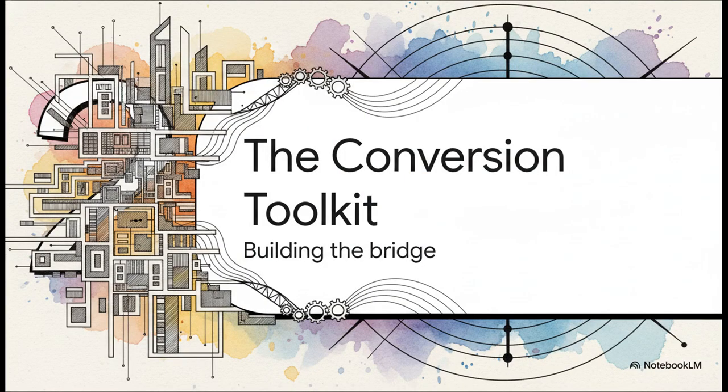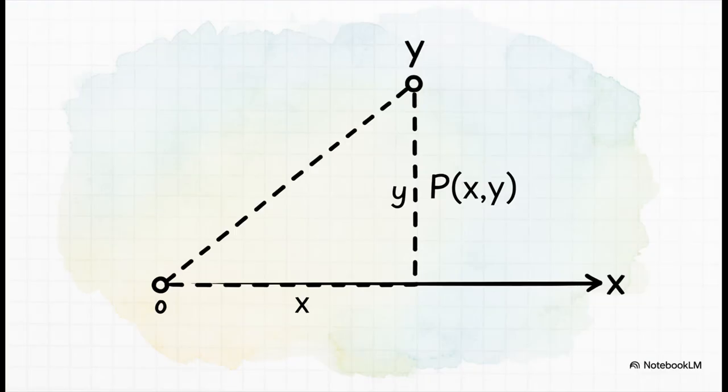So how do we actually connect these two worlds? How do we translate between the city grid and the radar station? Well, we need a toolkit. But these aren't just random formulas, I promise. They are the logical bridge that lets us move back and forth between these two ways of thinking. So let's start with what we already know.